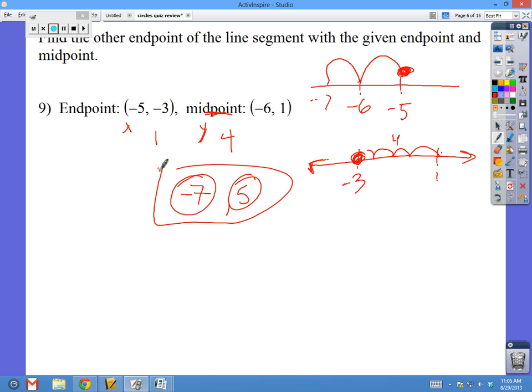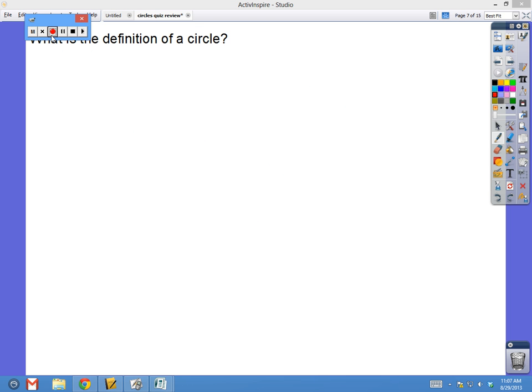You scramble them up. For a circle, you need 2 things. What 2 things do you need? Center and point. Center.